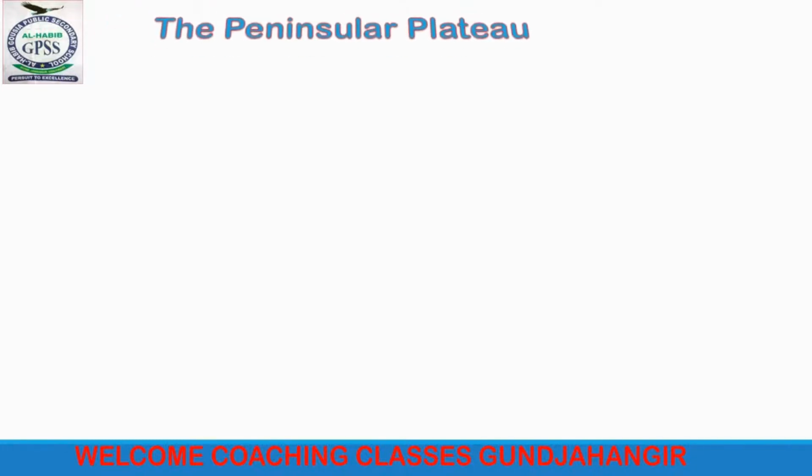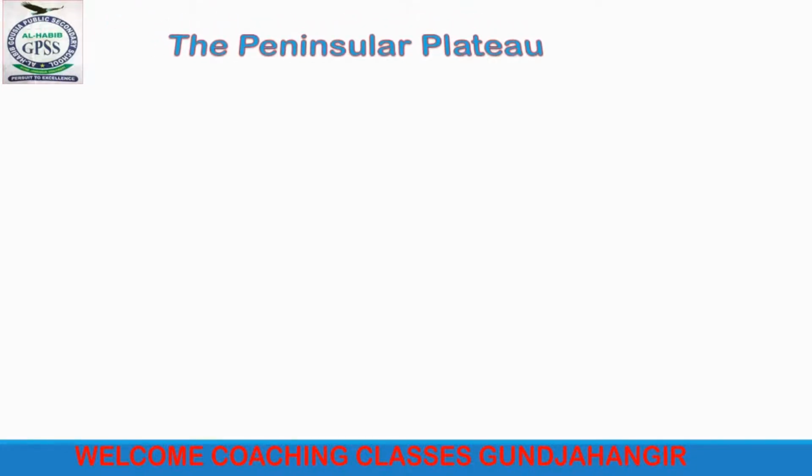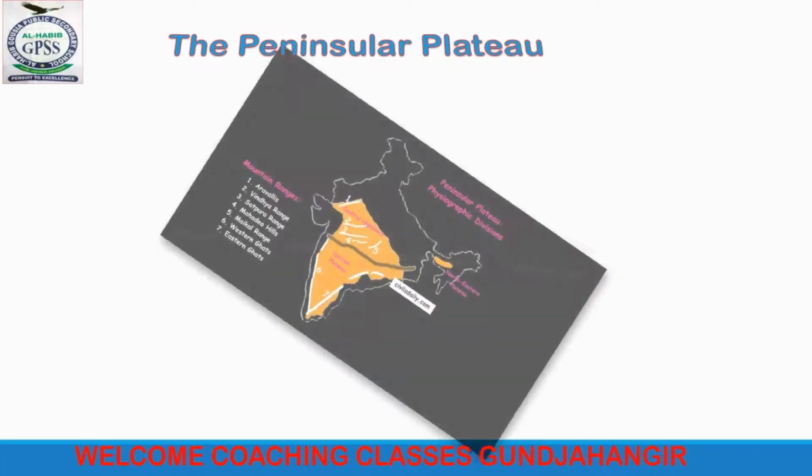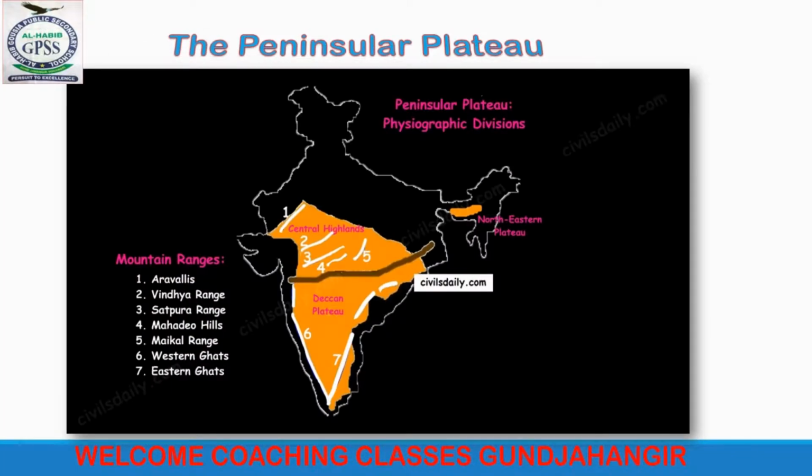Going towards the second point, the Peninsular Plateau. The peninsular plateau is a tableland composed of old crystalline, igneous, and metamorphic rocks. It was formed due to the breaking and drifting of Gondwana land, thus making it a part of the oldest landmass.